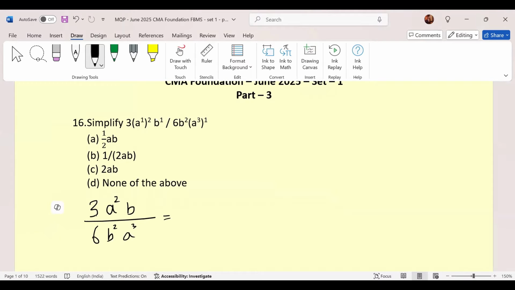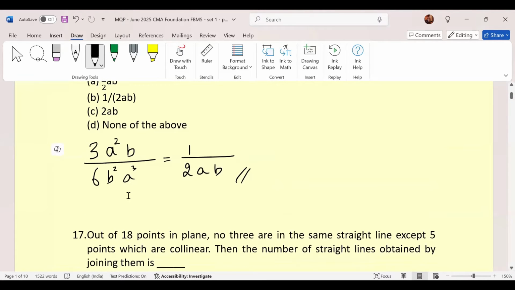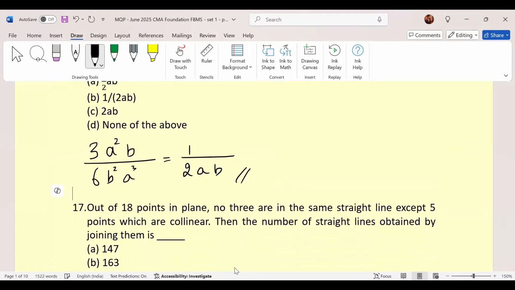So this will give us 3 by 6 is 1 by 2, and then a square a cube, that will get cancelled and become only a. B by b square is b. So the answer is 1 by 2 ab. Here it is option B. Let us move on to the next question.